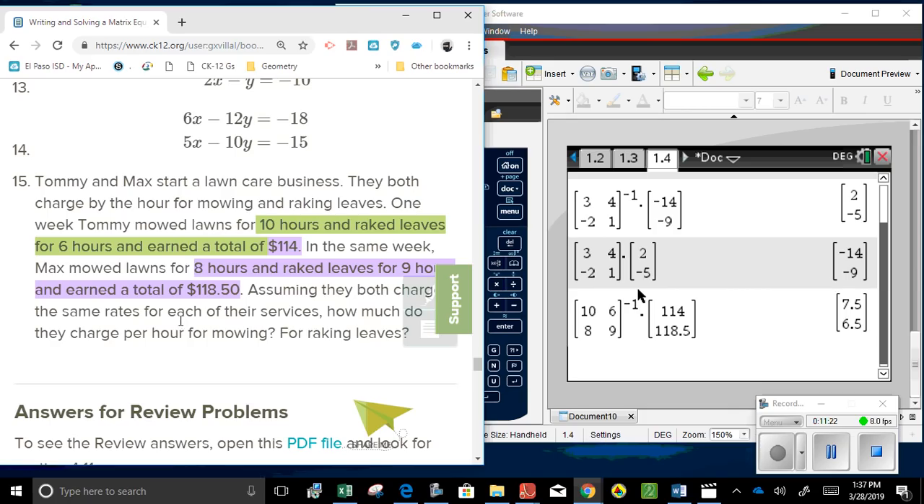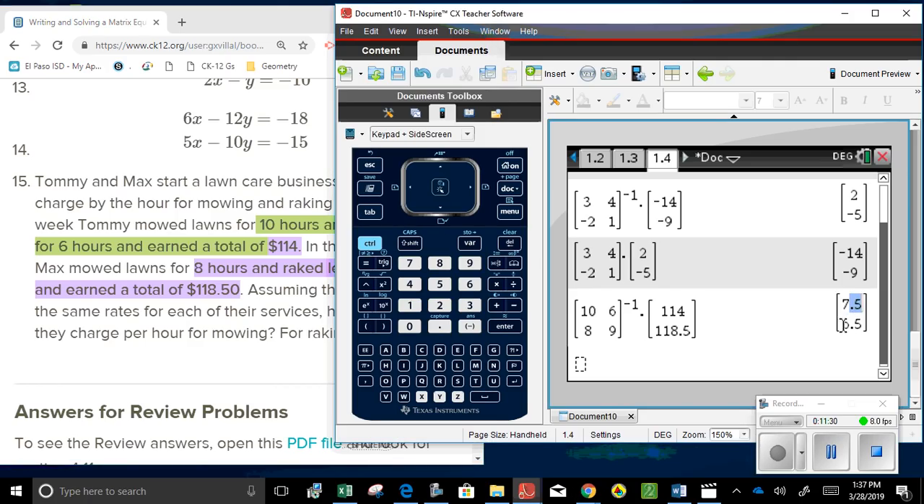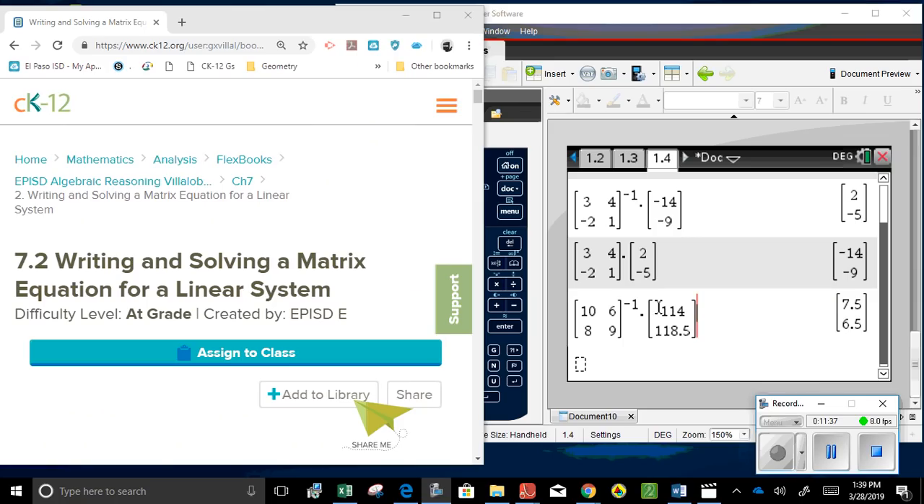Assuming both charge the same rate for each service, how much do they charge per hour for mowing? For mowing, 7.5. For raking leaves, 6.50. And that's that. Moving on to the next lesson. Let's move on to the next section.